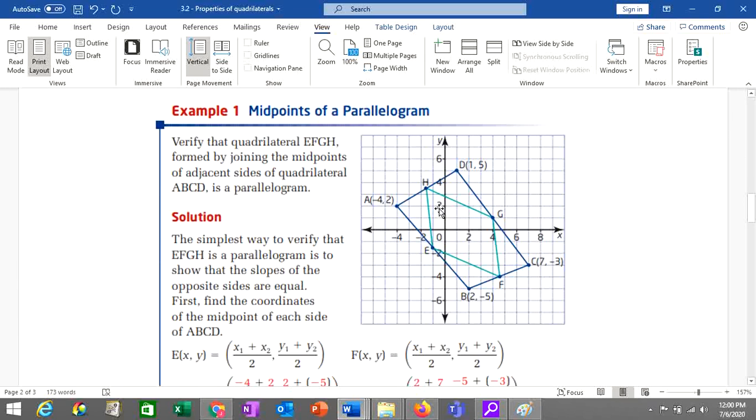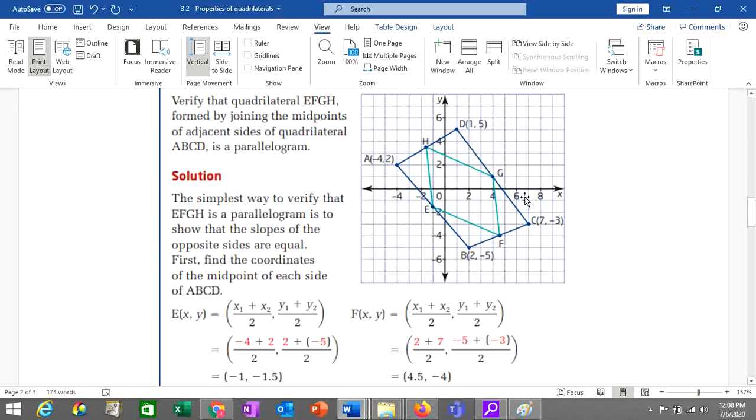So again, this is from your textbook. We have this picture here, and we want to verify that quadrilateral EFGH, the light blue here, is a parallelogram. So we're trying to prove that EFGH is a parallelogram. It does kind of look like one.